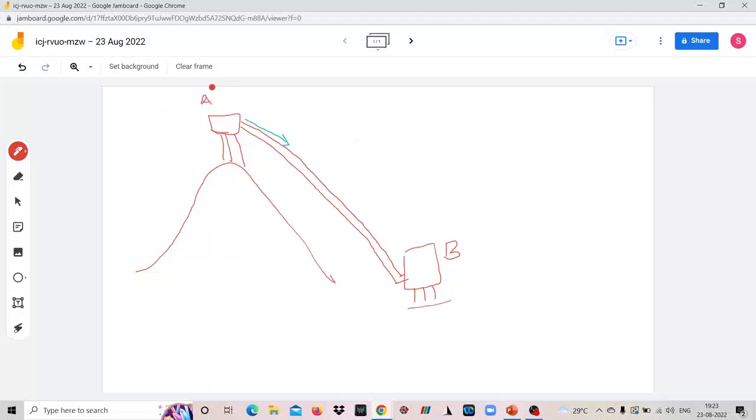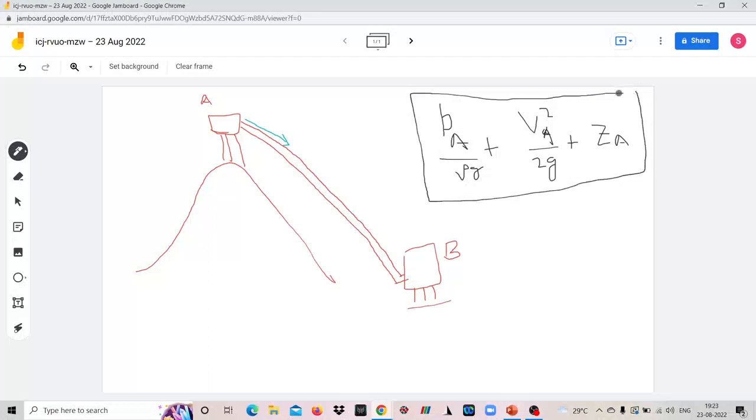Now the total energy at section A is basically P_A by rho g plus V_A square by 2g plus Z_A, that is the elevation Z. Many people will say, and that is correct also, that water is flowing from point A to point B due to the action of gravity. But rather than telling it like that, the correct way of denoting the flow is: the total energy at point A is the summation of the pressure head at A, the kinetic head at A and the potential head at A.